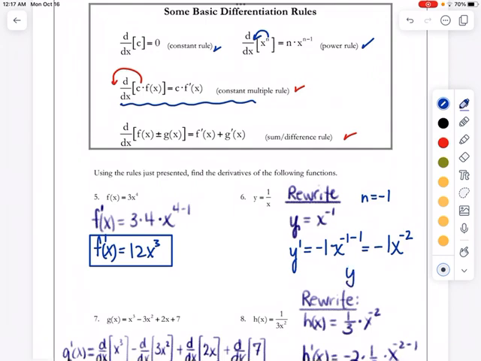But we can write that a little bit neater. I'm going to write this as negative, put the 1 up top, and bring the x to the -2 down to the denominator as x squared. And there you have it. There you go.